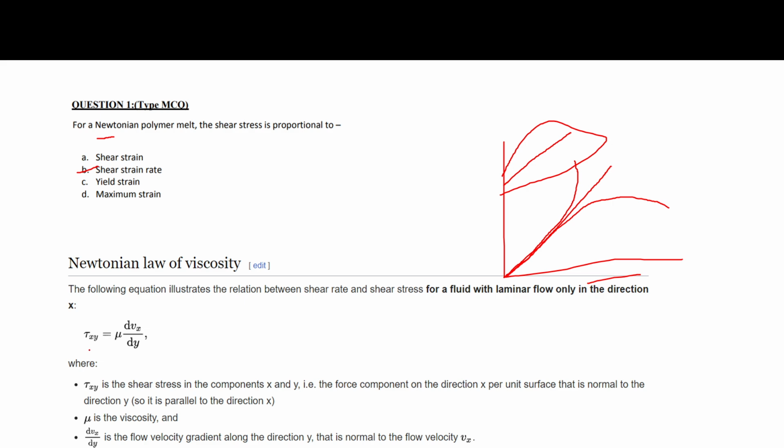If you see the Newtonian law of viscosity, if you follow this equation, the shear stress is given by this equation and the shear strain rate is given by this equation. Here dvx by dy is mainly the strain rate, not only shear strain. If they follow straight line behavior, like laminar type of flow, then we call it Newtonian type of behavior or Newtonian fluids.